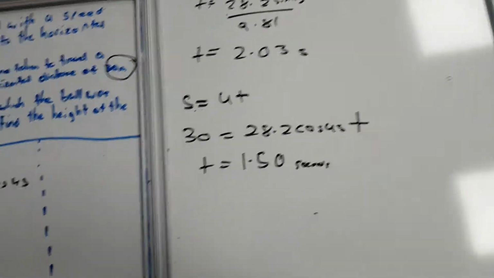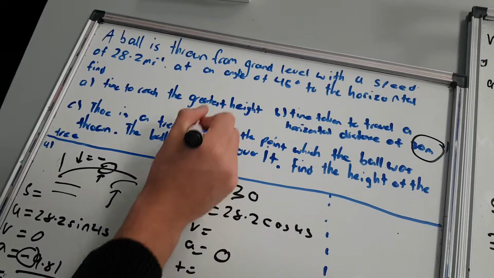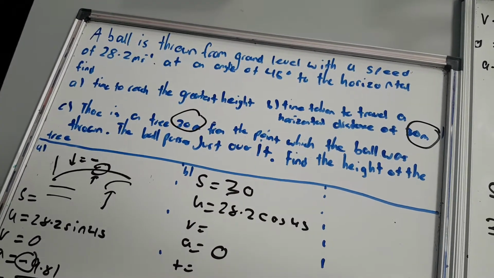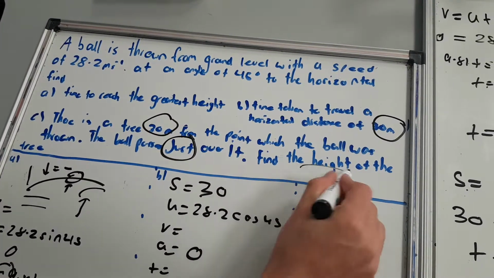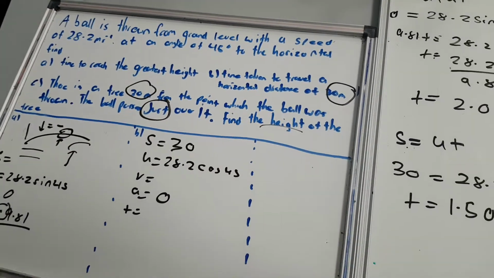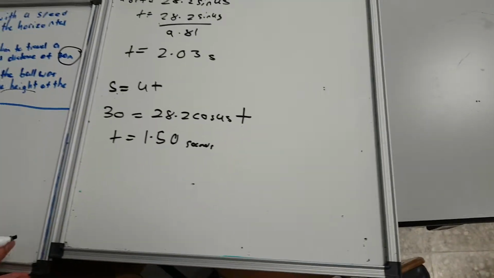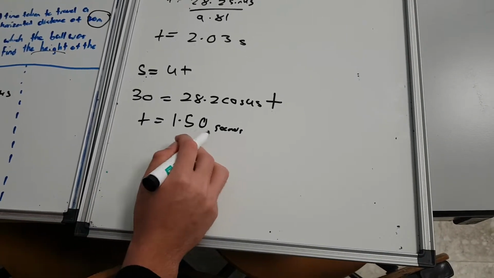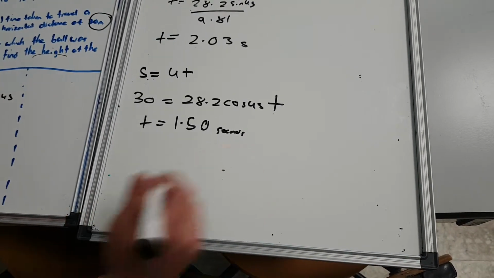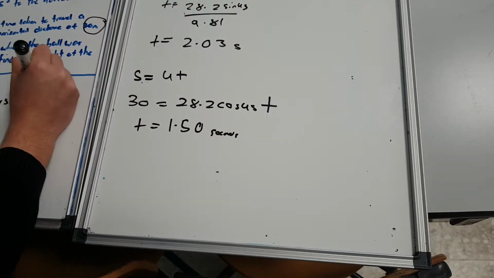For the last question, they say that there's a tree 30 meters away and the ball was just over it, so we know that the height of the ball will be approximately the height of the tree. So what we want to do is go back to the vertical aspect, but we know that the time taken will be 1.5 seconds. So we again list what we have.